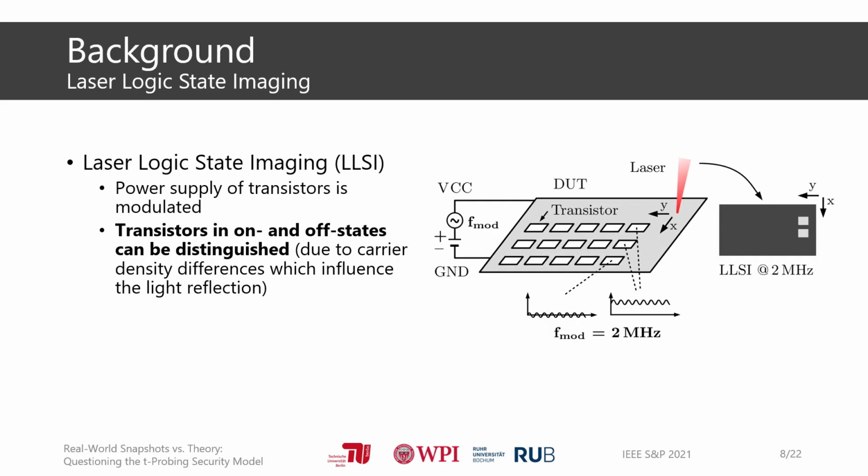However, this is different with LLSI. The trick is to modulate the supply voltage of the transistors, and therefore transistors which are switched on will be visible on the LLSI response image, and transistors which are switched off not. So basically on and off states of transistors can be distinguished due to carrier density differences which influence the light reflection.